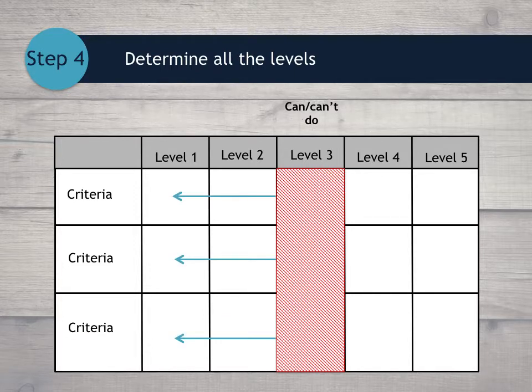So once we've done the can and can't do level, we then have to determine the other levels. So we start on level 3 in this case, and then we say, right, if level 3 is where we are assessing if they can do the task, or whether they've achieved the skill, then we work down to level 2 and 1, and we work up to level 4 and 5. So this gives us an idea that we have distributed the ability of the learners, what we expect of them, evenly across those levels.